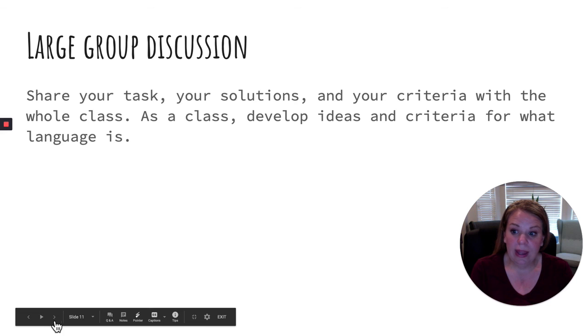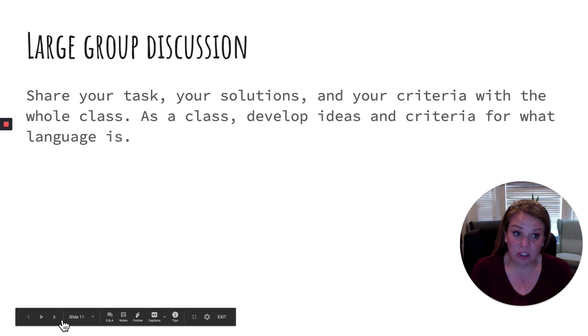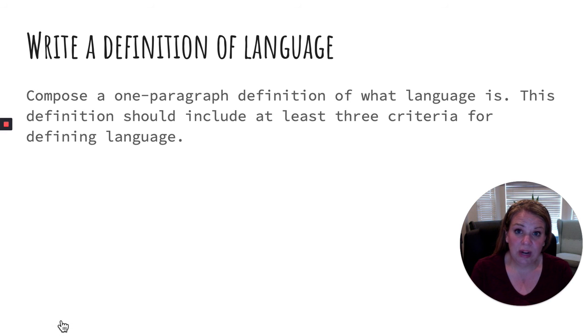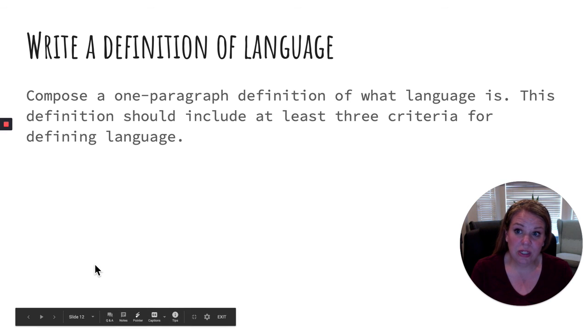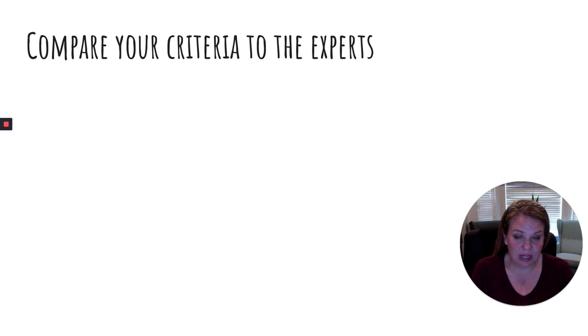group. And then, once we've had a large group discussion about, this is where your group is going to present their findings, we're going to each write our own individual definition of language, including the criteria, 3 of them. And then I'm going to show you guys a video of what some experts came up with as a definition of language and the criteria for defining language. So, find your group, find your activity, and get busy.